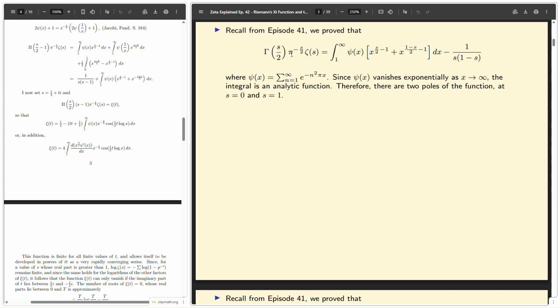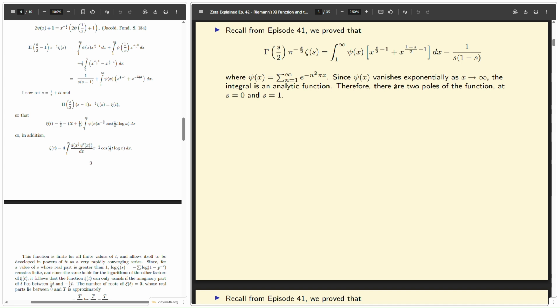So recall from episode 41, this is just the last episode, we proved that gamma of s over 2, so this is just the left side of the functional equation, gamma of s over 2 times pi to the negative s over 2 power times zeta of s is equal to this integral minus some terms after it, and then this psi thing is this Jacobi theta function, although you can see that this is not the theta symbol, but it's still a theta function. And because this thing vanishes exponentially as x goes to infinity, this integral represents an analytic function. And in particular, this thing is uniformly convergent in any kind of bounded area.